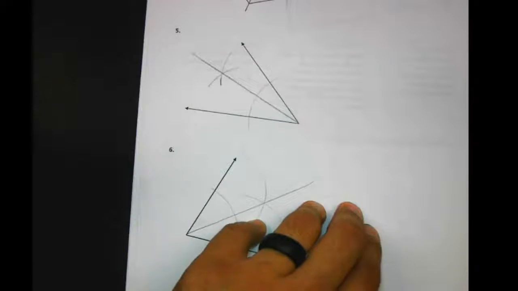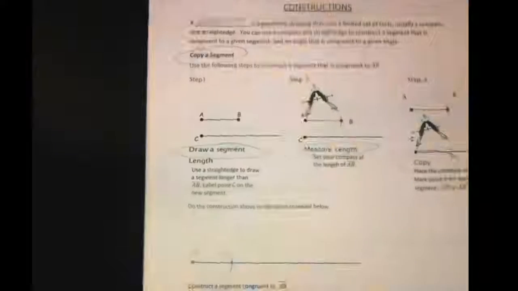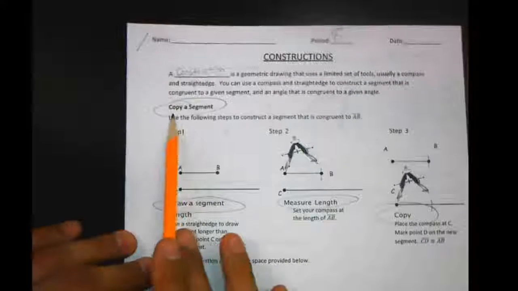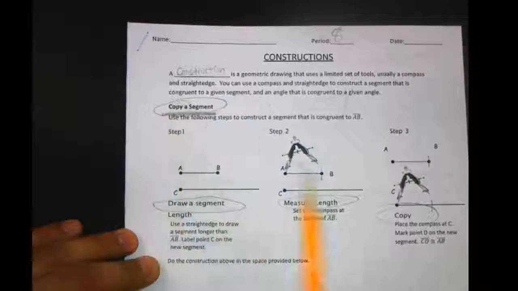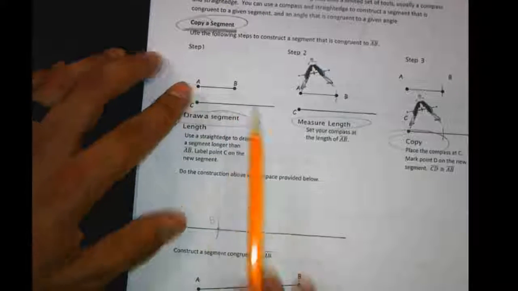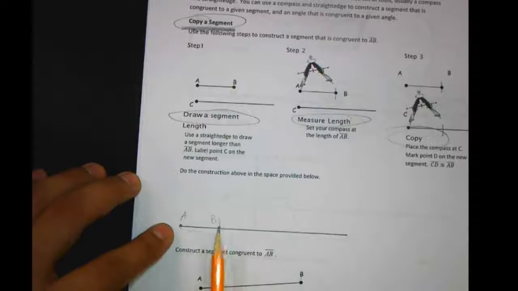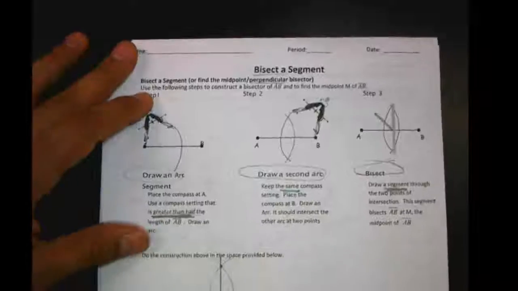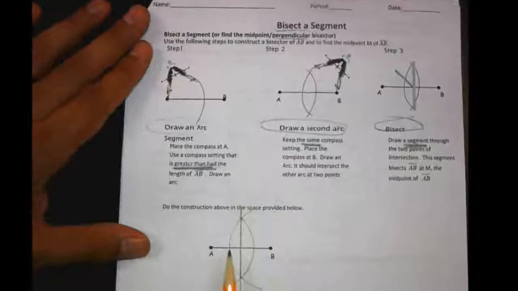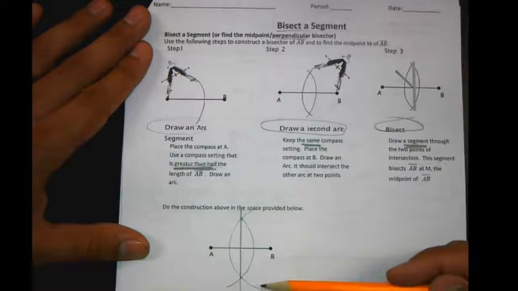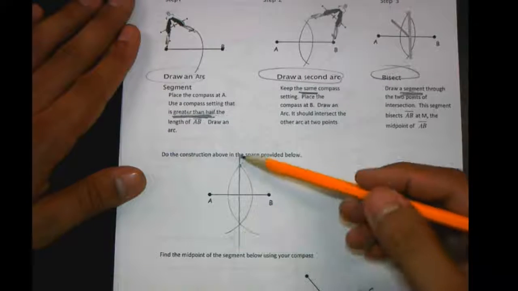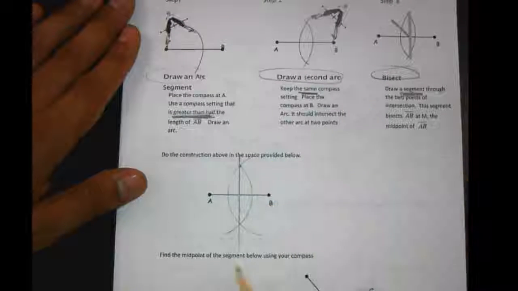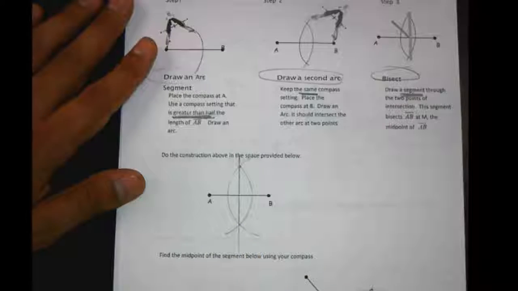Just a quick recap of all these notes. What did we do on Friday? We are able to copy a segment by drawing a line, measuring the original one, making a mark. If you try to copy a segment without these marks, it's not right. You should also be able to bisect a segment. How do we do it? You draw an arc past halfway, another arc past halfway, connect the intersections. If I don't see those marks, you did not bisect a segment.